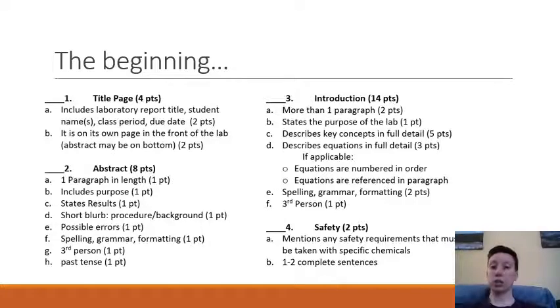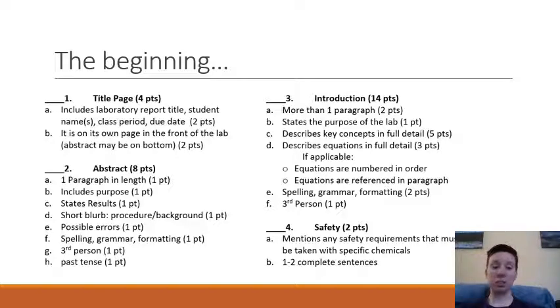The introduction is a good place to include some of the pre-lab questions. So things like, what is standardization? What is KHP? Why are we using KHP? What type of things are being titrated or being investigated? How will we do this, both in the lab as well as in the post-lab? What information is going to be necessary?